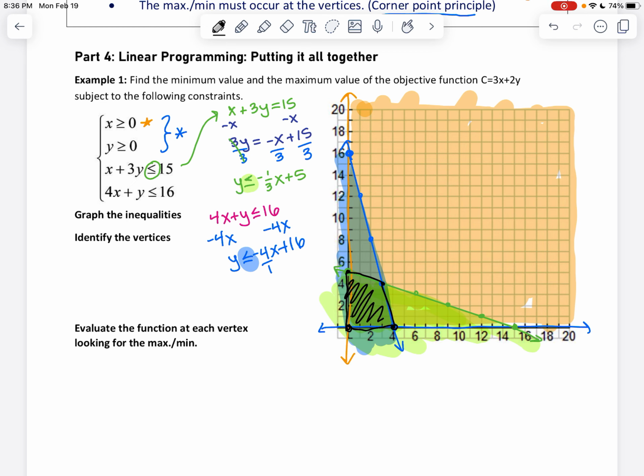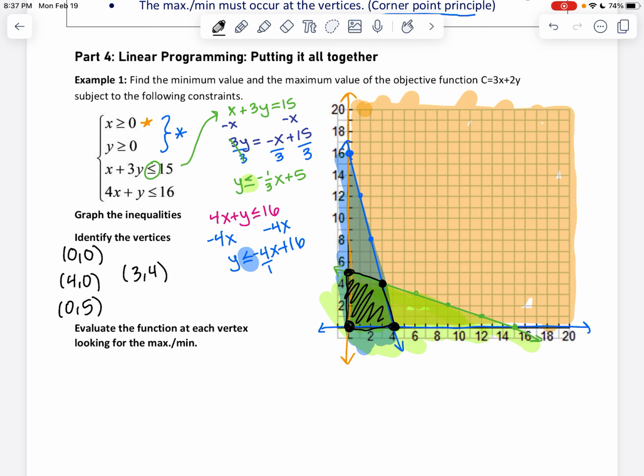But next what we want to do is we want to identify the vertices or the corner points. So I have one down here at 0, 0. The next one over here is at x is 4, y is 0. Then we've got up here at 0, 5, the y-intercept. And then we've got this point right here where those two lines had intersected, and that's at 3, 4.